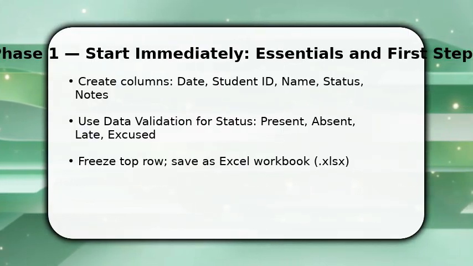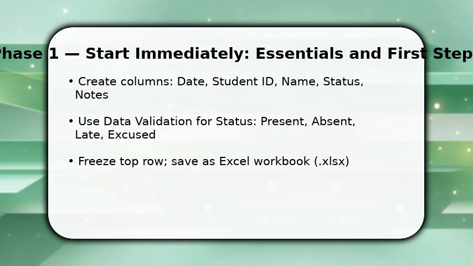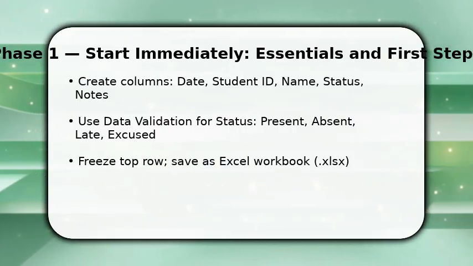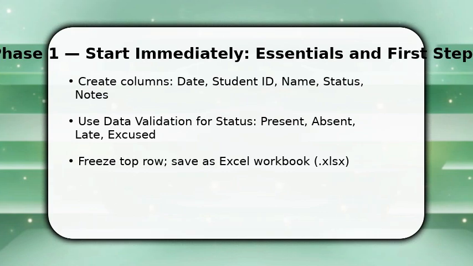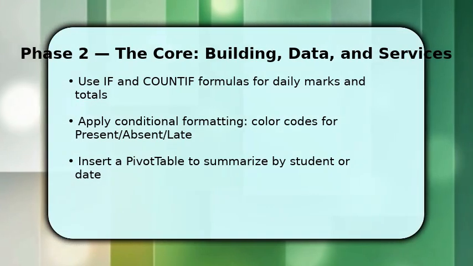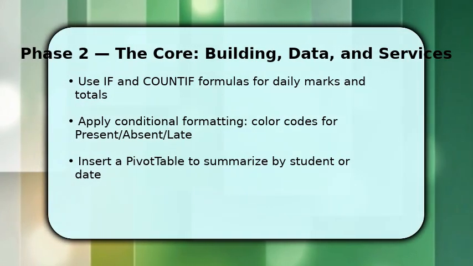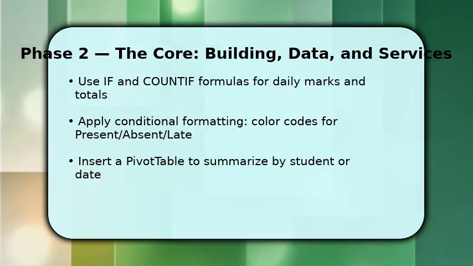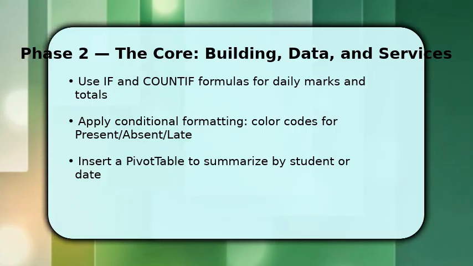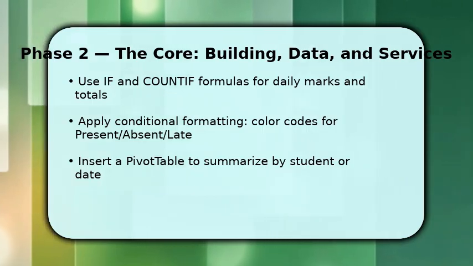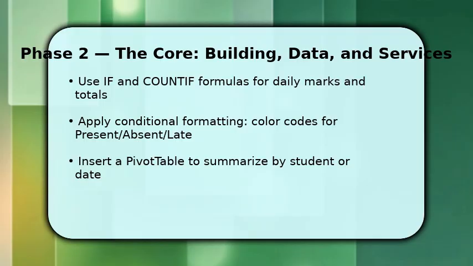Save as an XLSX file to preserve tables and formulas, because consistency avoids errors when you analyze attendance later. Now you automate marking so manual work shrinks. Use IF formulas to convert status into numeric values, for example, equals IF(D2="present",1,0), and then use COUNTIF or SUM to total presents per student.